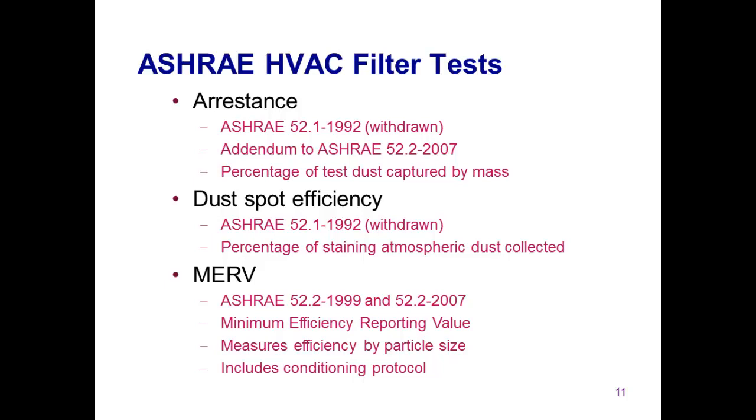The second test, which is no longer used, was the dust spot efficiency test that was the primary standard test for filter efficiency for many years. This test measured efficiency by observing the amount of staining atmospheric dust removed by a test filter. It was an odd test protocol that, while used for many years, did not provide detailed information on filter efficiency for different particle sizes.